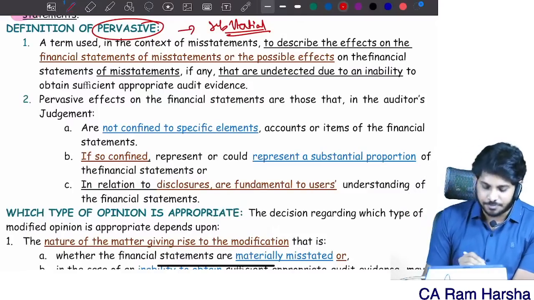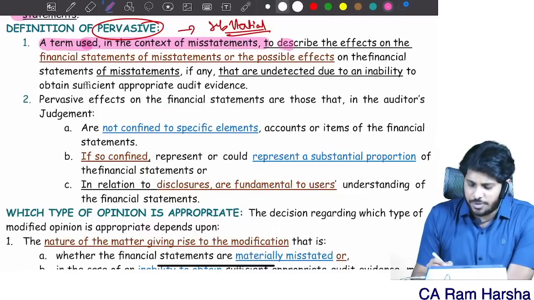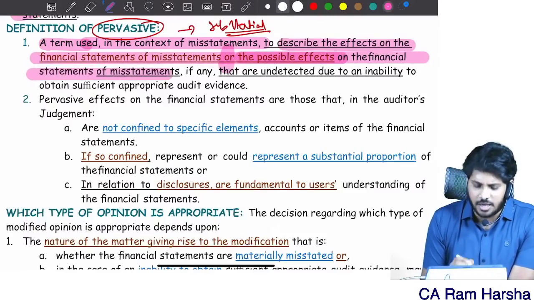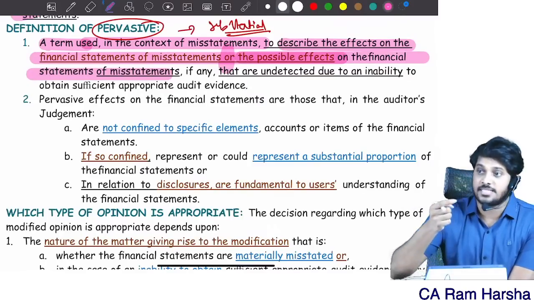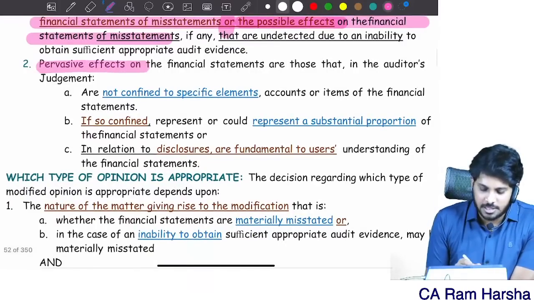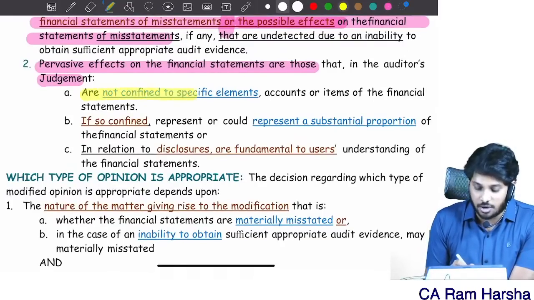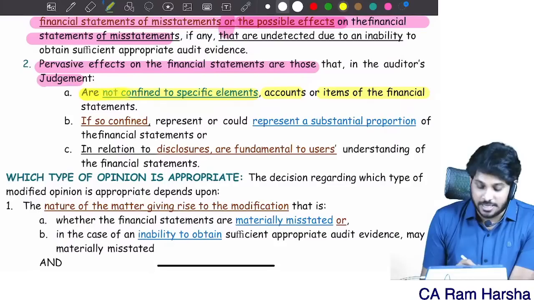For example, what is pervasive? It's a term. Pervasive effect is a term used in the context of misstatement to describe the effect on the financials of, or possible effect of, the undetected misstatement. In case of inability to obtain evidence, we talk of possible effect. In case evidence is obtained and a mistake is there, we talk about the actual effect. Pervasive effects on the financials are those which, in the auditor's judgment, are not confined to a specific element, a specific account, a specific item.